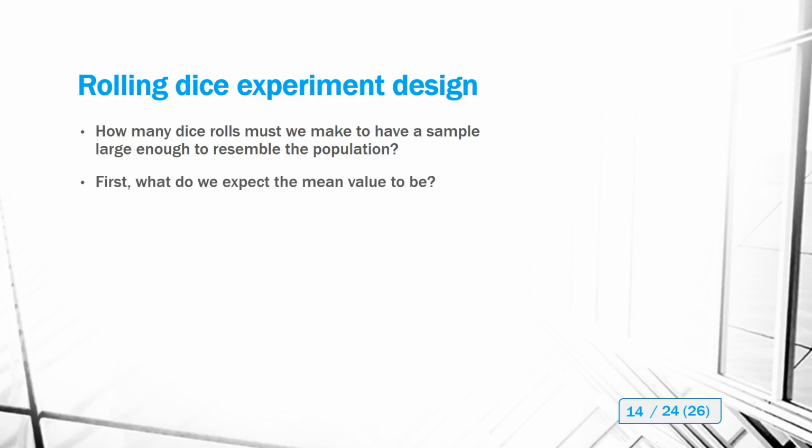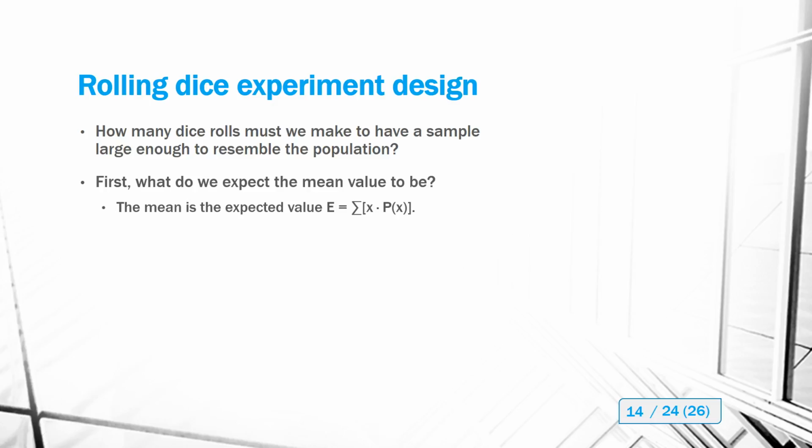Well, first, what is it that we're expecting the mean value to be? What do we expect the mean value of the population of dice rolls to be? Well, recall that the mean value is the expected value. As we've seen before, we calculate that by summing up the product of random variables and their associated probabilities.